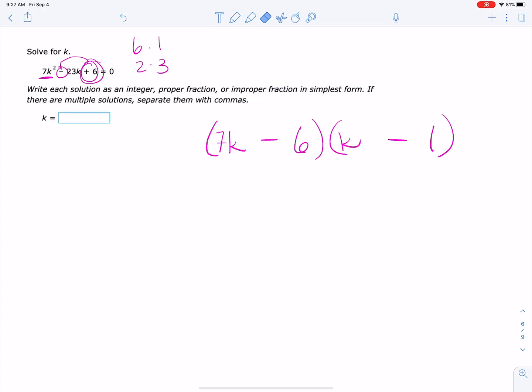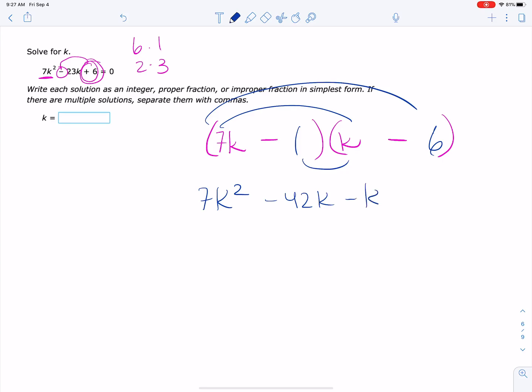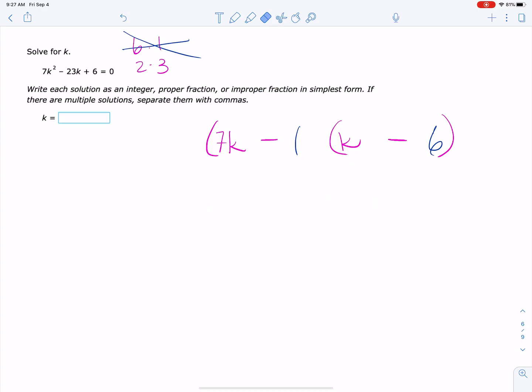I'm going back to the drawing board. So maybe my 6 and 1s should switch, okay? So maybe I'm going to put my 6 here and my 1 here. So then this would give me 7k squared minus 42k minus k. Okay, that is not negative 23. So that tells me 6 and 1, any variation of that does not work, okay? So I'm back to the drawing board again. This is why a pencil and eraser is nice, or like me, an Apple Pencil. So let's try 2 and 3.